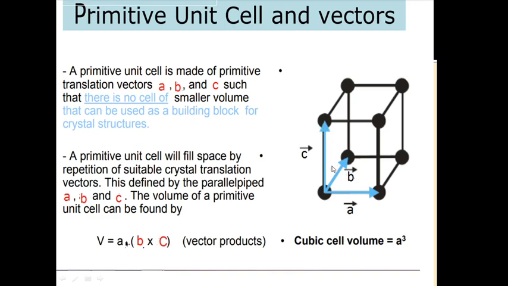And I also told you the angle between them is also very important. Okay, so what is this? The primitive unit cell is made up of primitive translation vectors, referred to as A, B and C, which are respectively aligned with the x-axis, y-axis and z-axis. There is no cell smaller than this volume, because it's a fundamental building block. It's a unit cell, so smaller than this size is not possible.